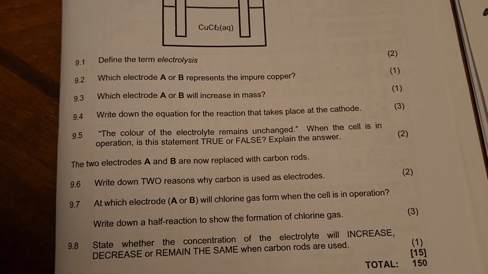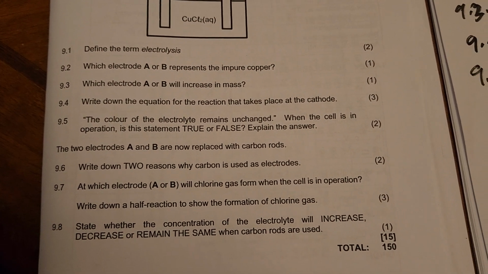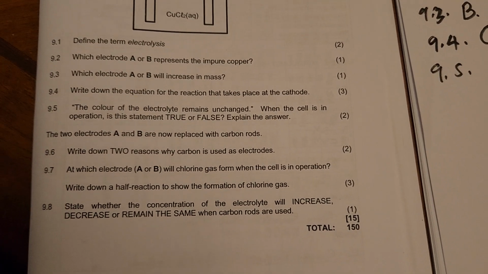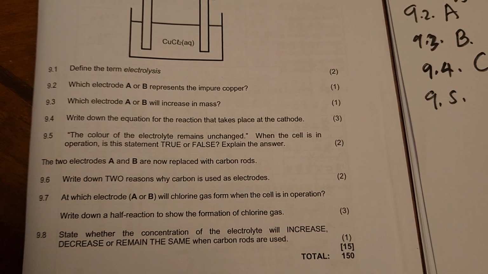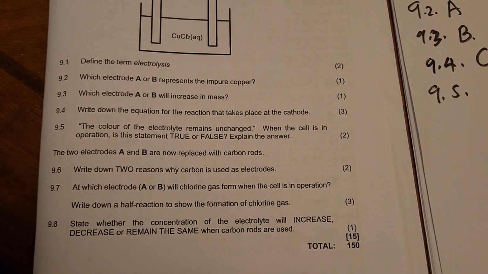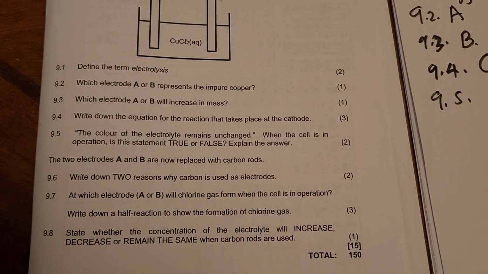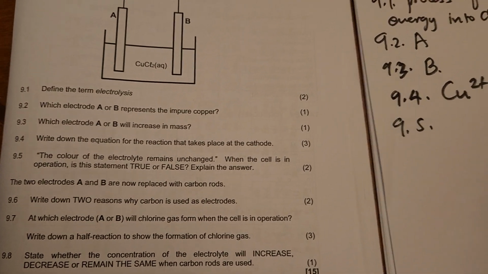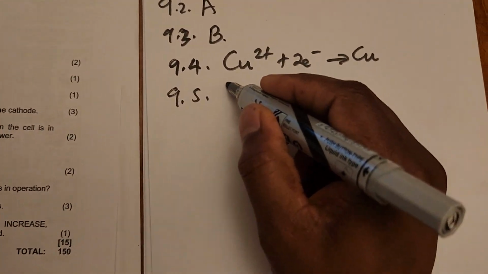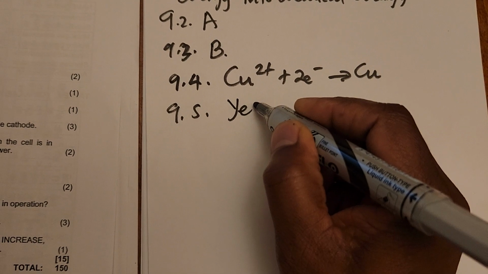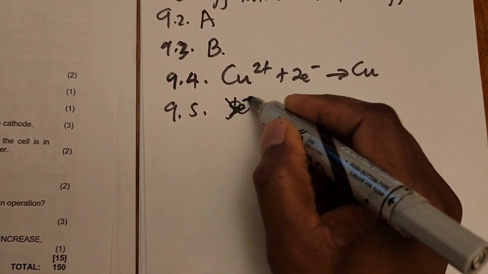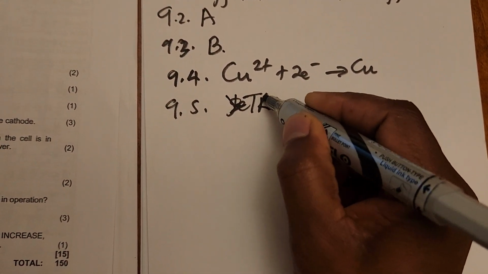Now we have 9.5. They say to us the color of the electrolyte remains unchanged. Remember, in these cells, together with electroplating, we say the concentration of the solution remains the same when the cell is in operation. Is this statement true or false? Yes, I think we agree that the statement is true.